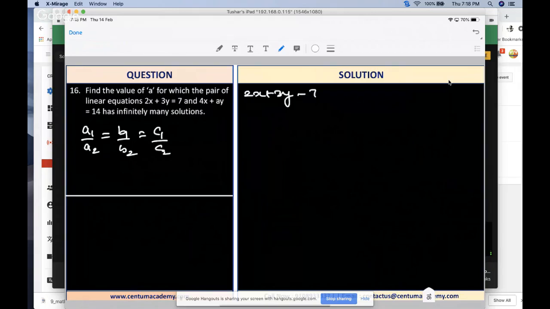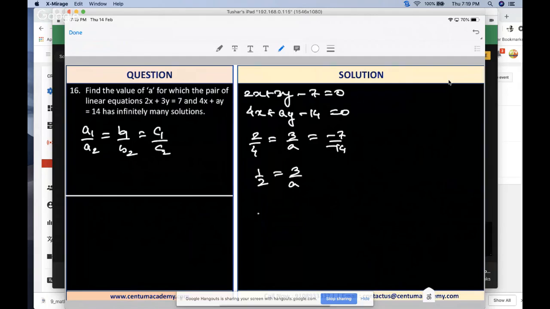So it is a better idea to write all of them together, right? And the second one is 4x plus ay minus 14 equals 0. So that means a1 by a2, 2 by 4 must be equal to 3 by a must be equal to minus 7 by minus 14. Right? That means 1 by 2 must be equal to 3 by a, and hence a is equal to 6. Right? So this is how you will solve.